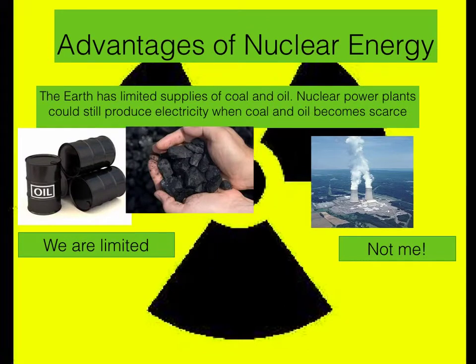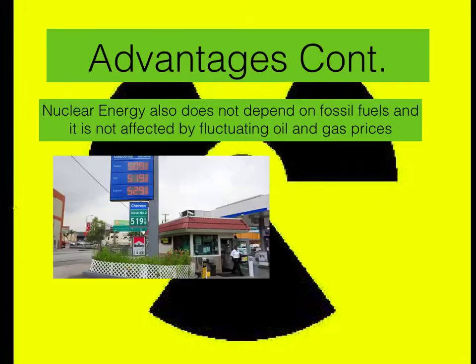Advantages of nuclear energy. Since the Earth has limited supplies of coal and oil, nuclear power plants could still produce electricity when coal and oil become scarce. As the illustrations show here, oil and coal are saying that they are both limited, but the nuclear power plant is saying that it's not limited. Advantages continued. Nuclear energy does not depend on fossil fuels, and it is not affected by fluctuating gas and oil prices. See here, you can obviously see that the gasoline price has fluctuated. It's up to $5.